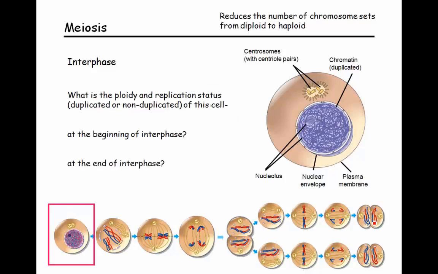As far as the ploidy and the replication status of this cell, at the beginning of interphase, so this would be talking about G1, these are going to be diploid cells, but they'll also be non-duplicated, meaning that they're composed of chromosomes with one chromatid each. By the time we finish interphase, these are going to still be diploid cells, but they're going to be diploid duplicated cells. So at this point, our chromosomes will be composed of two chromatids each. If everything checks out okay, then we will get the signal to continue on into meiosis I.